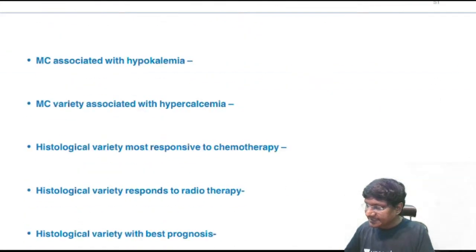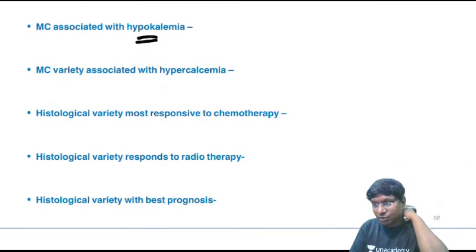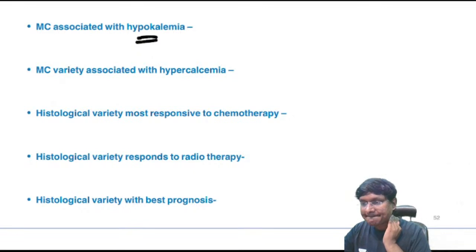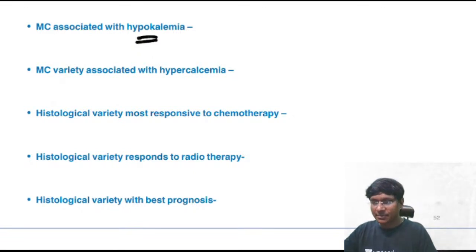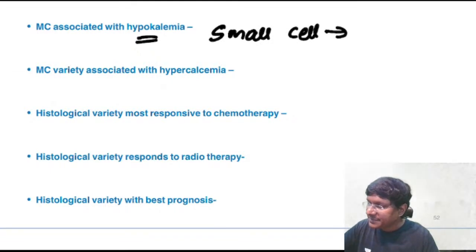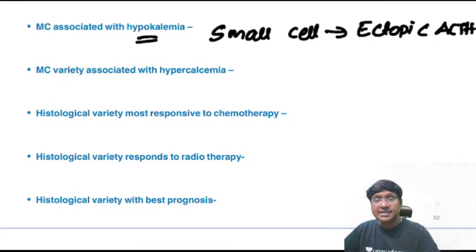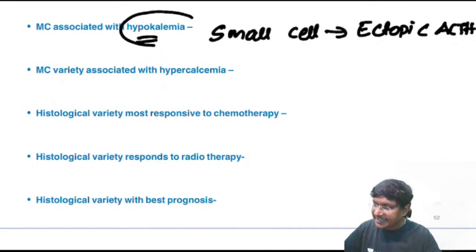Then, the most common type of bronchogenic carcinoma associated with hypokalemia is small cell carcinoma. Why is that? Because small cell carcinoma will be the source for ectopic ACTH, and this ectopic ACTH will produce steroids, and these steroids will activate the ENaC channels that will cause sodium and water retention, potassium excretion, and H plus ion excretion. So that will result in the hypokalemia.